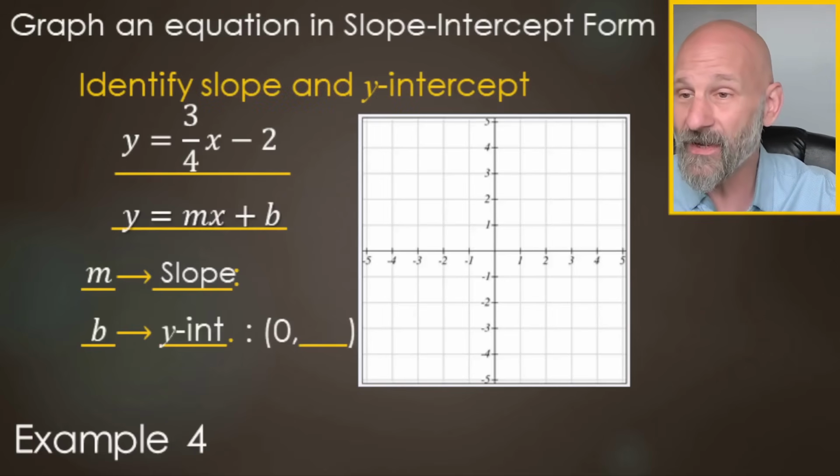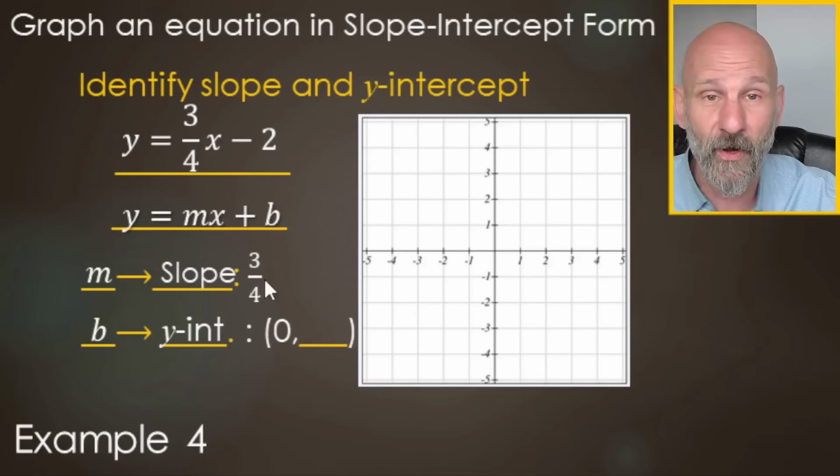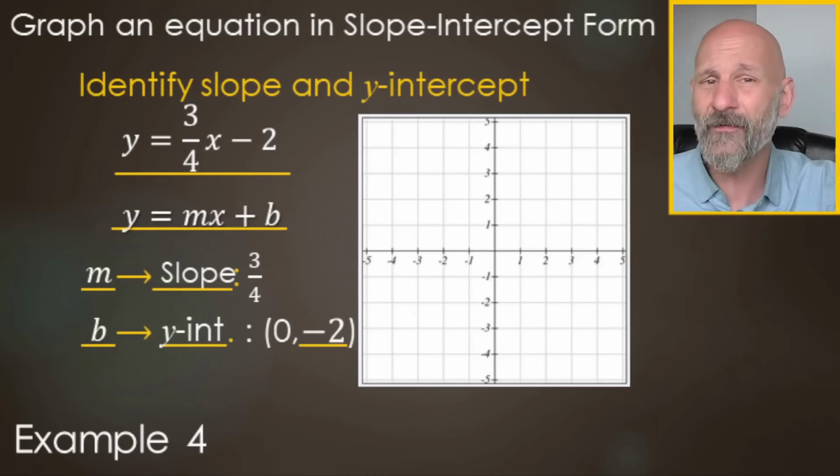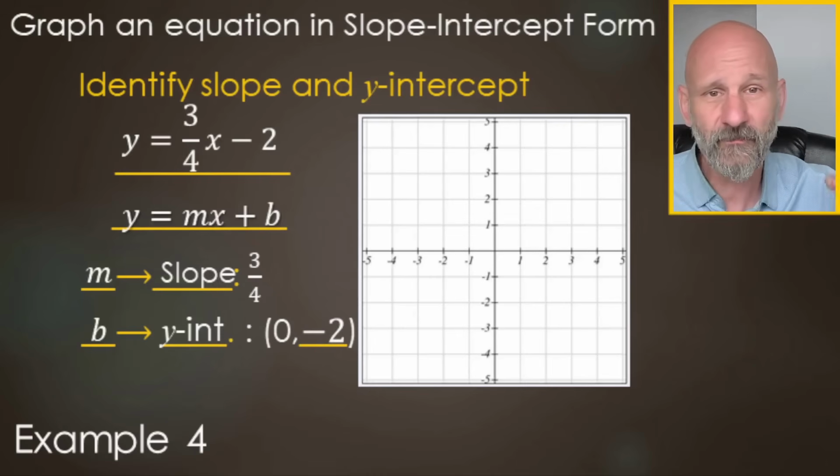We know that the m is the slope. The number that replaced the m is the slope, and that's going to be 3/4. And then the number that replaced the b, that's going to be a -2 there. So now that we've identified that information, now it's time to graph, okay?